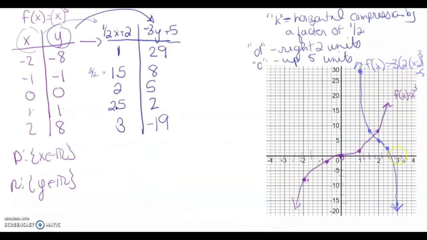The last thing is the domain and range for our transformed function. So x is an element of the real number system, y is an element of the real number system. These don't change, unless this is a word problem and there are restrictions on the domain or range, but both of them should be real numbers.